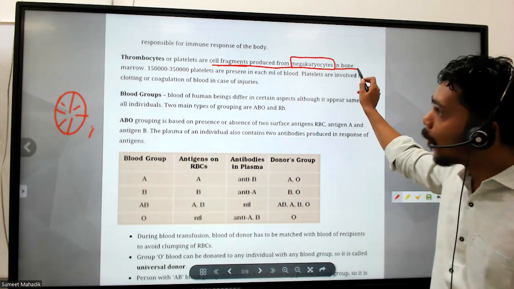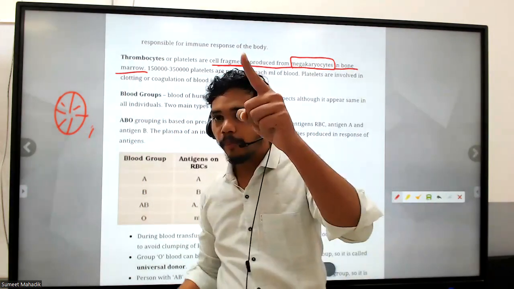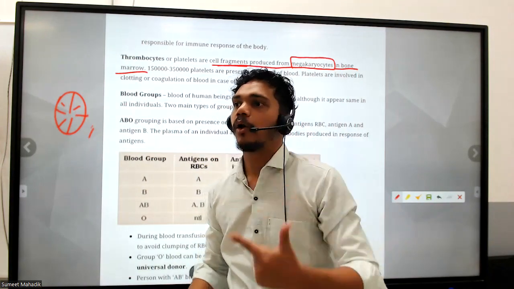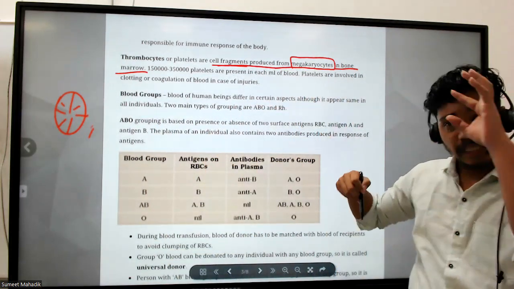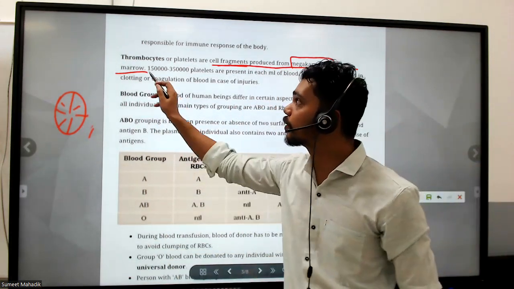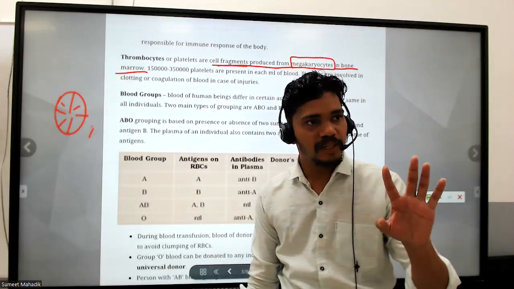megakaryocytes in the bone marrow. From the bone marrow, we get erythrocytes along with megakaryocytes. These megakaryocytes further develop into thrombocytes. This point is very clear.